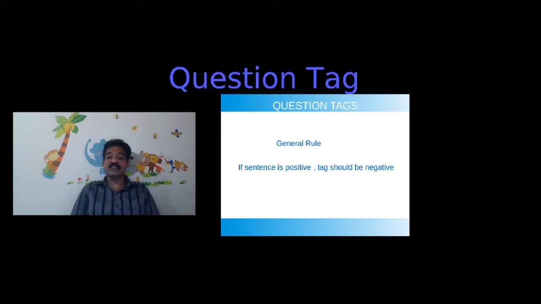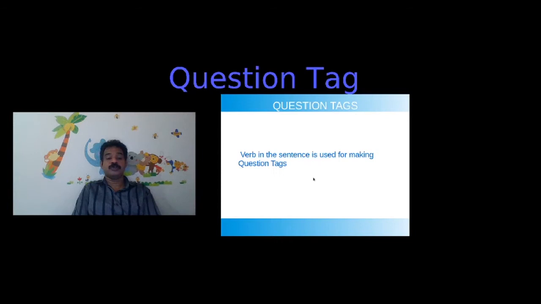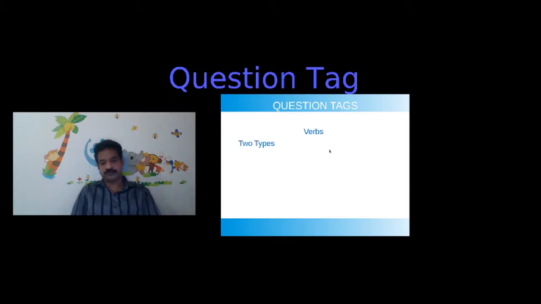So the general rule is, if a sentence is positive, the tag should be negative. And if the sentence is negative, the tag should be positive. A verb in the sentence is used for making a question tag. So let's see how a verb is used.